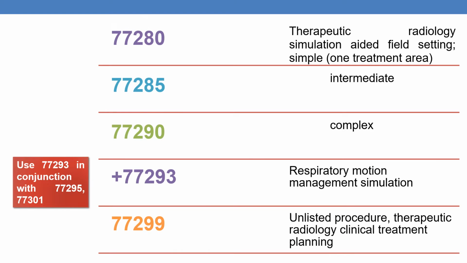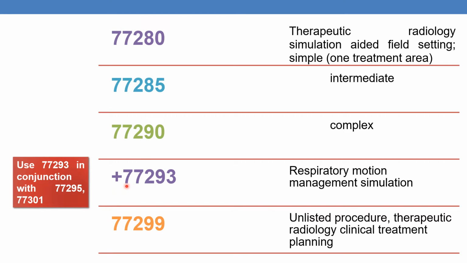Now coming to the CPTs for simulation. The first CPT is 77280, which is therapeutic radiology simulation aided field setting, simple, that is one treatment area. The next is 77285, therapeutic radiology simulation aided field setting, intermediate, which is two treatment areas. The next is 77290, which is therapeutic radiology simulation, complex, that is more than 3 areas or any of the following, for example, custom blocking or brachytherapy, etc.